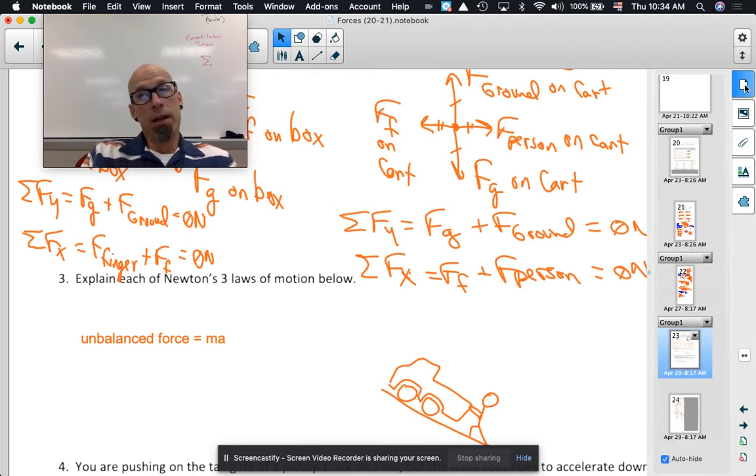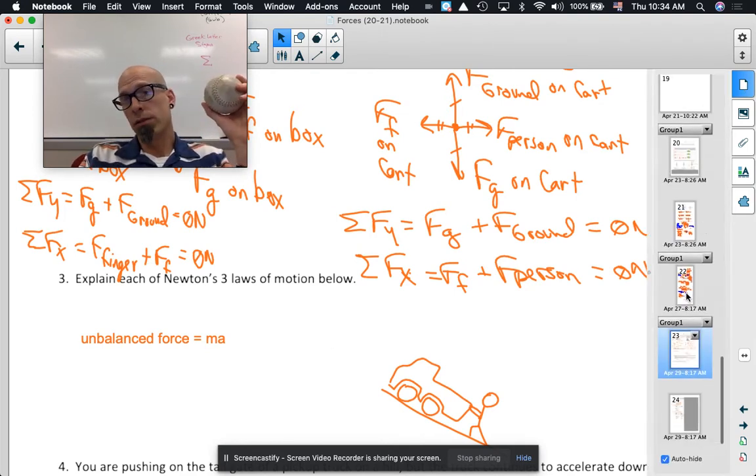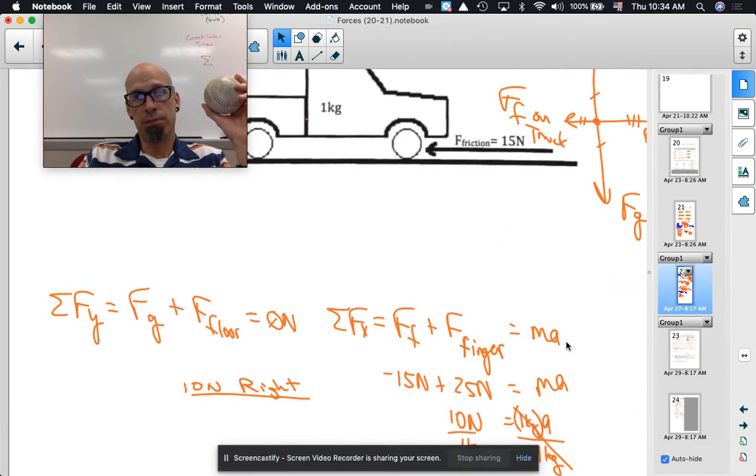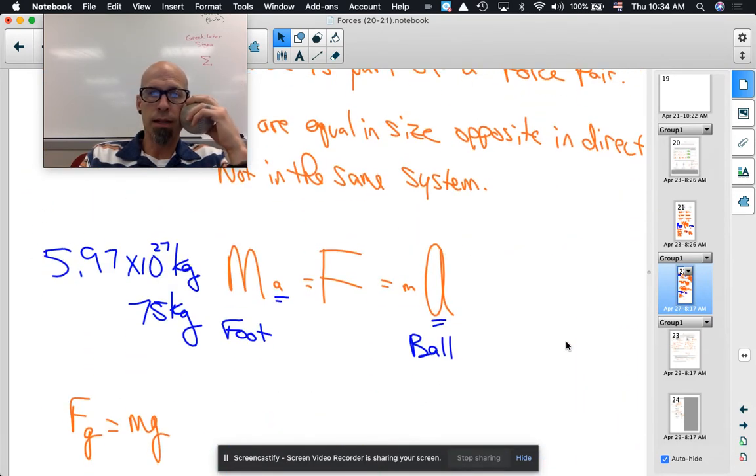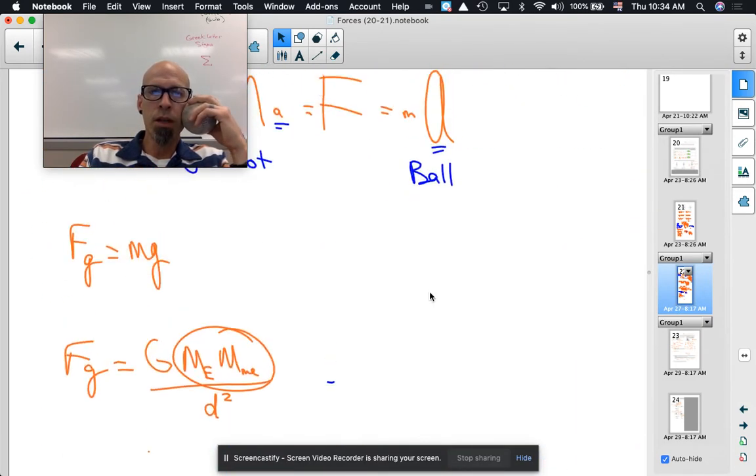Now, this is the one that's probably the most confusing, though. I'm going to bring this up. I brought this up in class. Force of gravity. Is there a pair to Earth's force of gravity on you? Earth's force of gravity on you. Is there a pair?